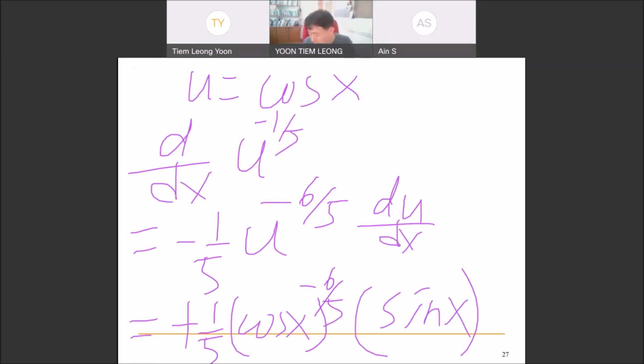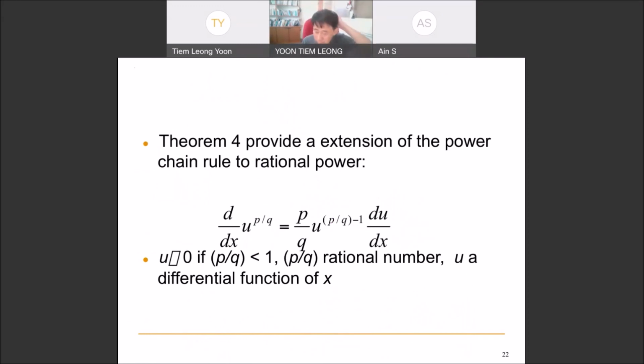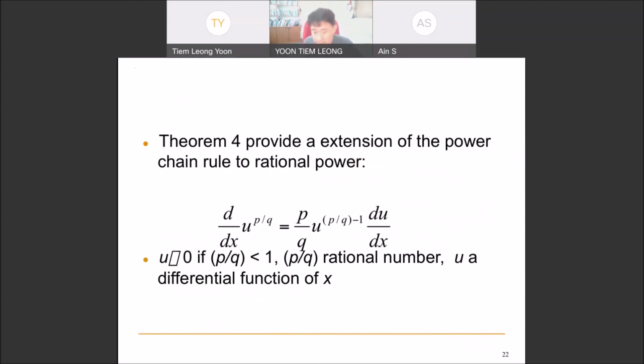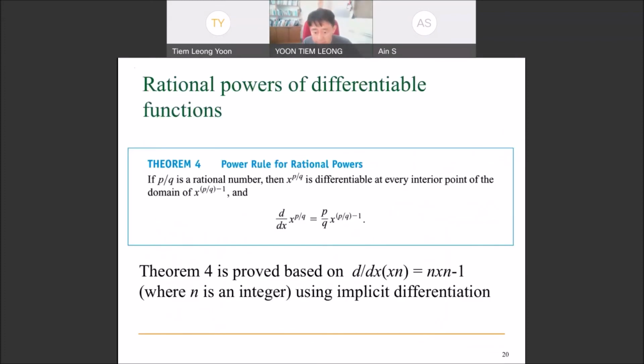So that would be a demonstration of the use of this rule, the generalization of x to the power p over q to a function of u instead of x, and applying this to cos x raised to the power of minus 1 over 5. So that finishes up these sections for the differentiation rules that involve these equations and also these equations.